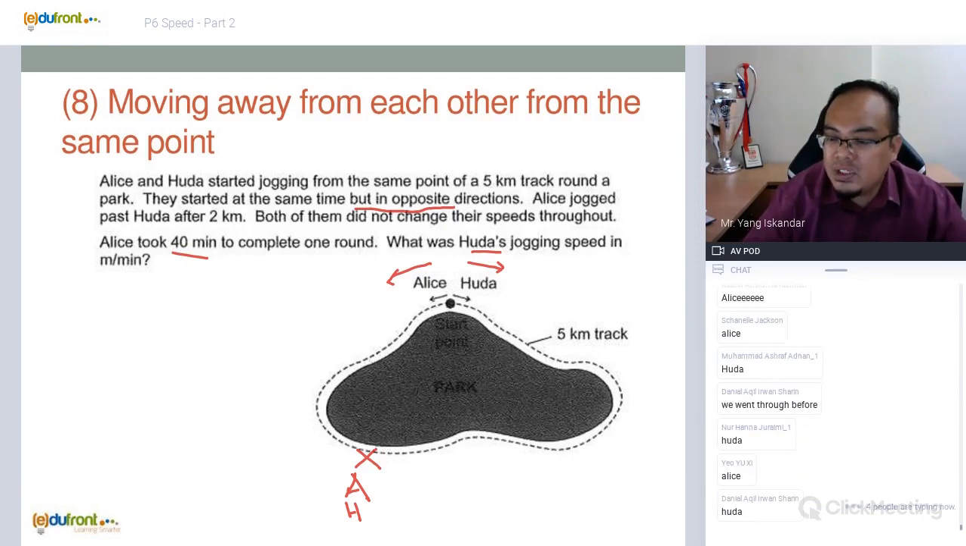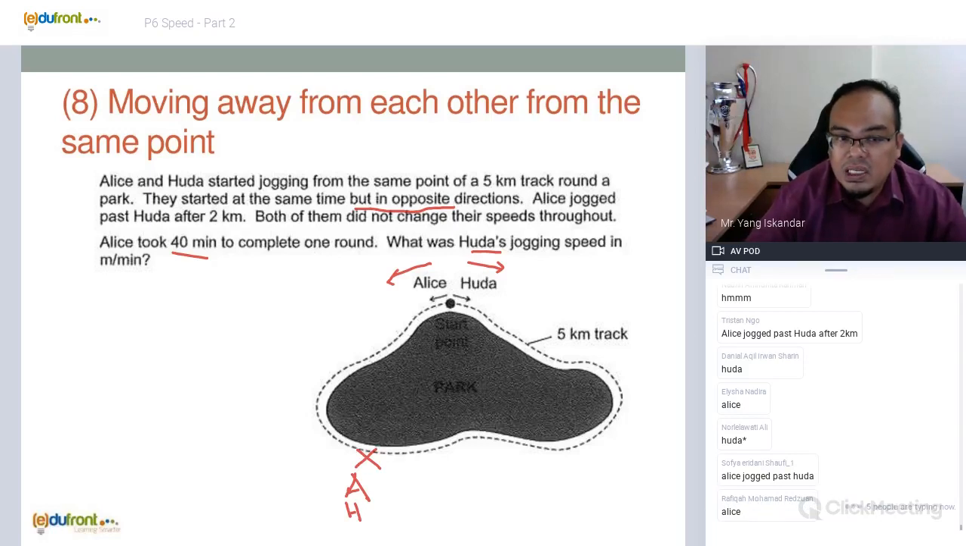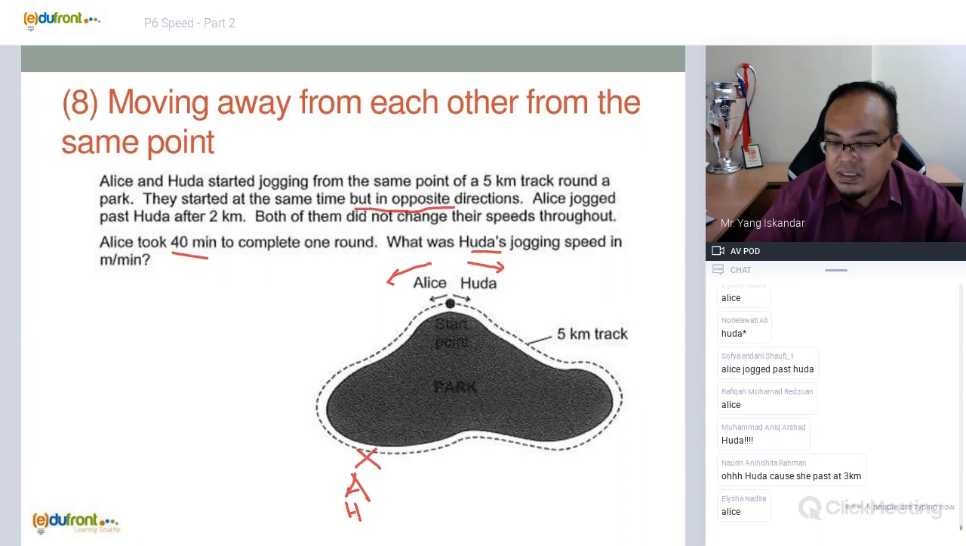Naurin, why do you say Alice jogged faster? Read carefully. I have half of you saying Huda jogged faster, and the other half saying Alice jogged faster. Who has a greater speed? Look carefully. The answer is Huda. But the question is why?